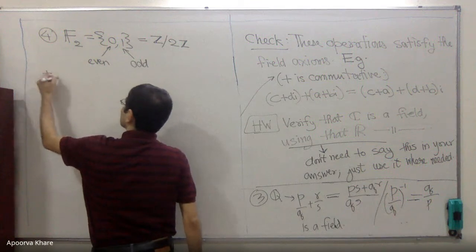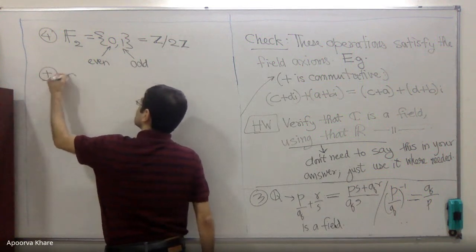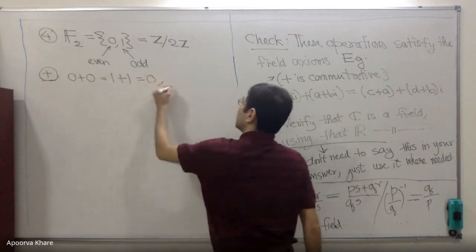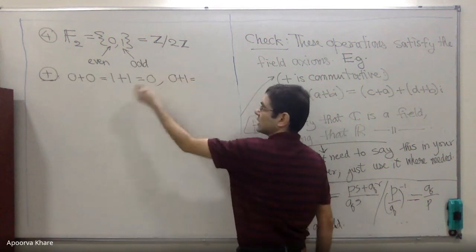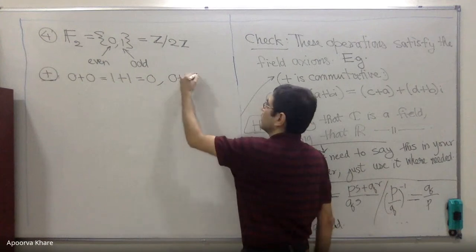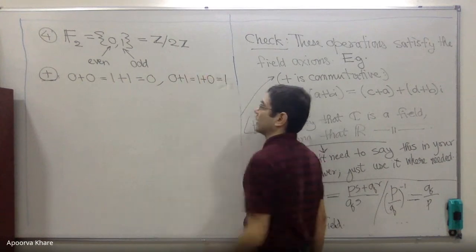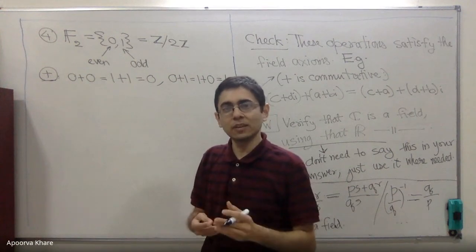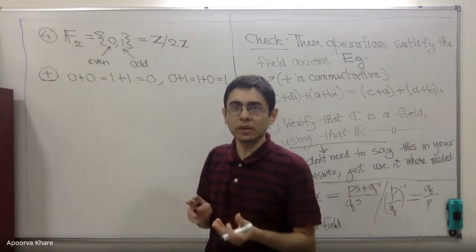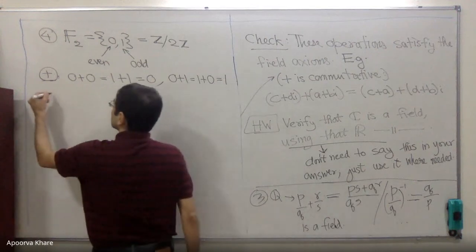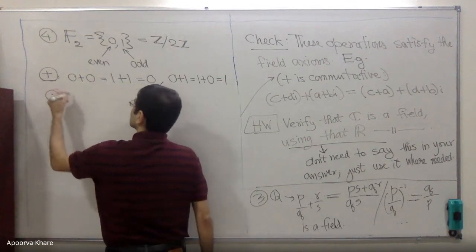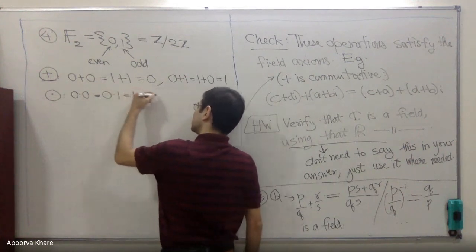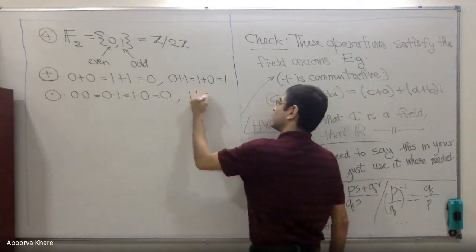Right? So the operations are as follows. Plus is defined as follows: 0 plus 0 equals 1 plus 1 equals 0. And 0 plus 1 equals 1 plus 0, obviously, because it's commutative. That is fine. What about multiplication? The same way. Even times even is even. The only one that is not even is odd times odd. So 0 times 0 equals 0 times 1 equals 1 times 0 equals 0. And 1 times 1 equals 1.